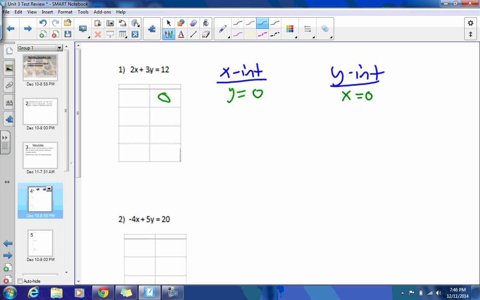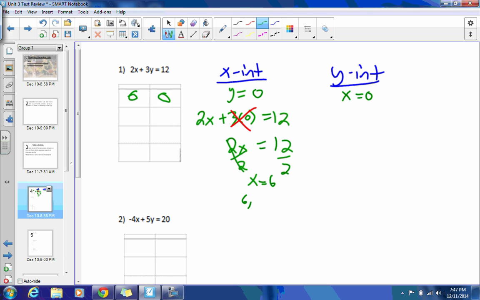When y is 0, let's plug that into the equation. You have 2x plus 3 times 0 equals 12. The nice thing about that is 3 times 0 is 0, and anything added to 0 is just whatever that thing was. So we're just left with 2x equals 12. Then it's only a one-step equation where you divide both sides by 2 to get x equals 6. The ordered pair would be 6 and 0. That's the x-intercept, (6, 0).